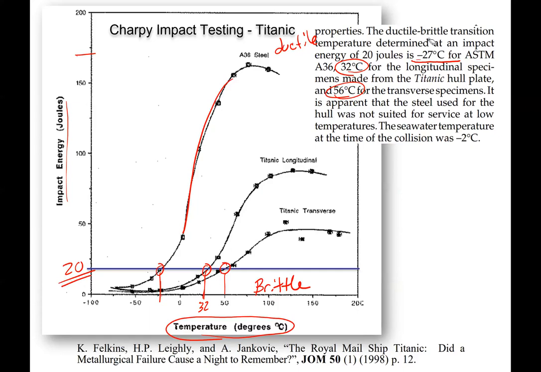Now that's a big problem. 32 degrees and 56 are pretty high in temperature, and the Titanic, when it was sailing, was at minus 2 degrees. So it was way down here, way below the ductile to brittle transition. So you're basically looking at a brittle steel, and pretty much anything it hit, it was going to crack. Modern steels like A36 maintain good ductility down at these low temperatures. You can read more about that if you grab this Journal of Metals article. You can look up most of this information on the web as well.